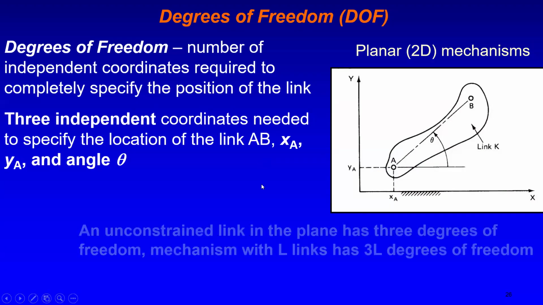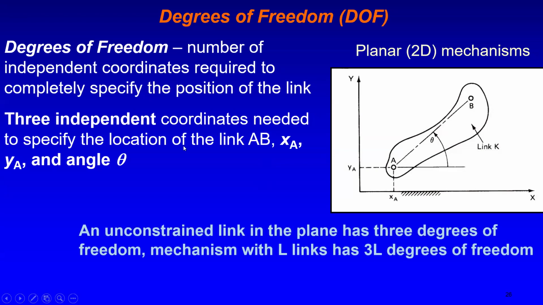Okay. So now, an unconstrained link in the plane has 3 degrees of freedom. So if you have a mechanism which has L links, it has 3L degrees of freedom. We are going to derive formulas which we are to use to determine the degrees of freedom of any mechanism.